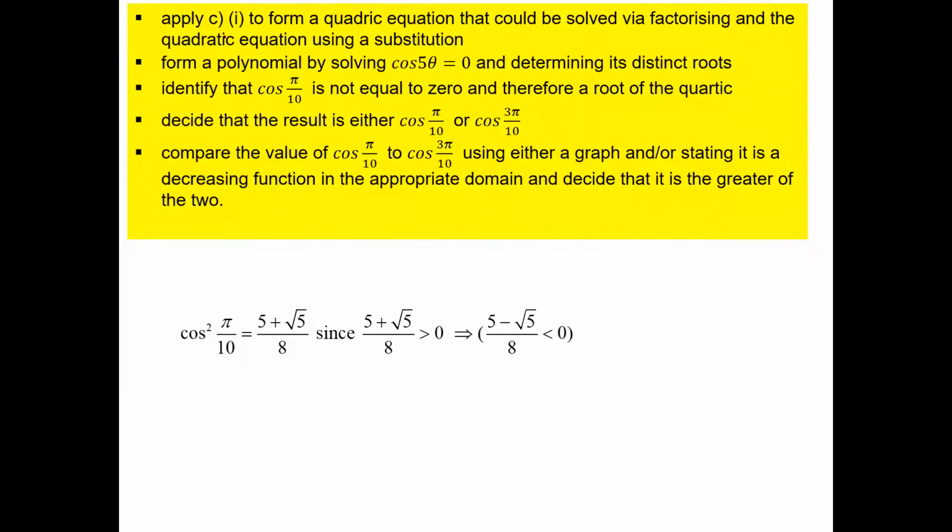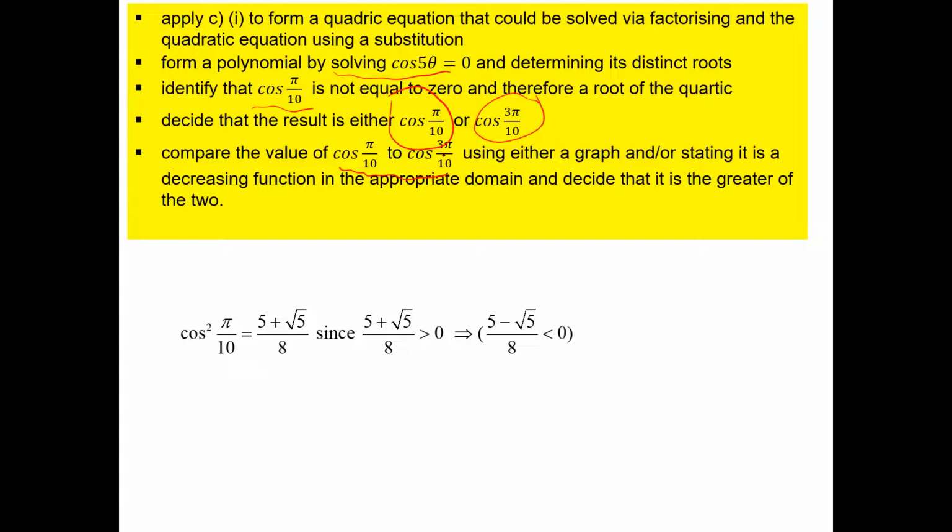A better response actually applies C part 1 to form a quadratic equation that could be solved by factorizing, and the quadratic equation using substitution. Form a polynomial by solving cos 5 theta equals 0 and determining its distinct roots. Identify that cos pi on 10 is not equal to 0 and therefore a root of a quartic. Decide that the result is either cos pi on 10 or cos 3 pi on 10.